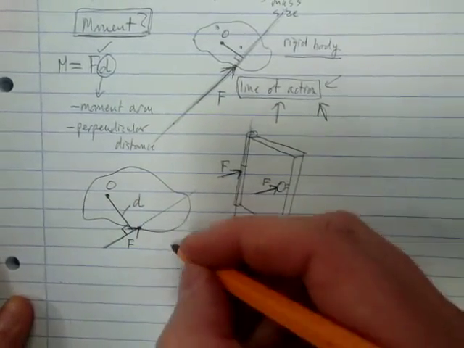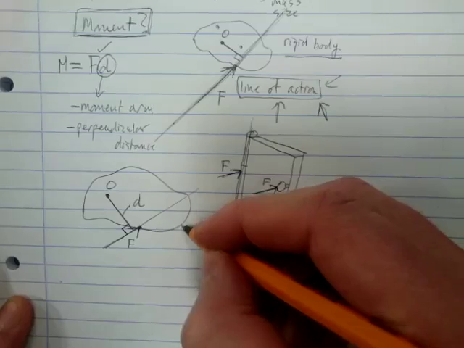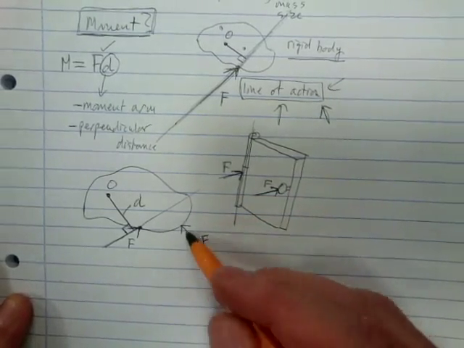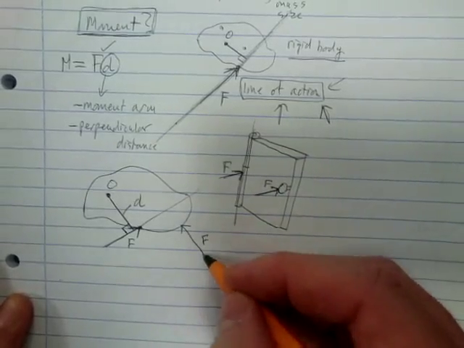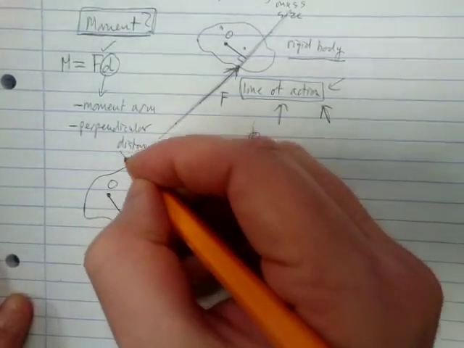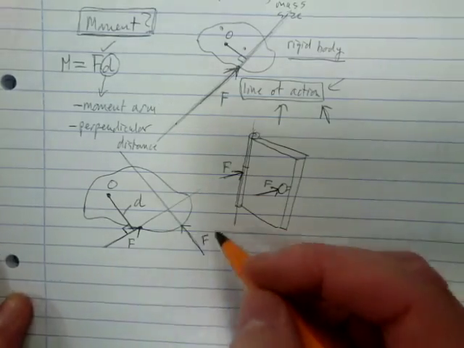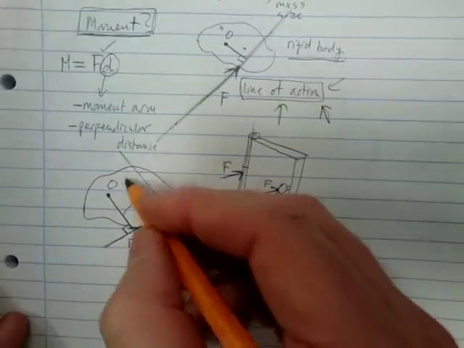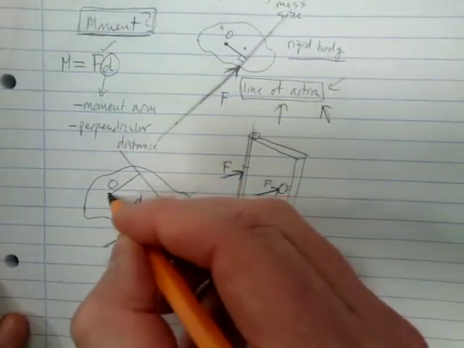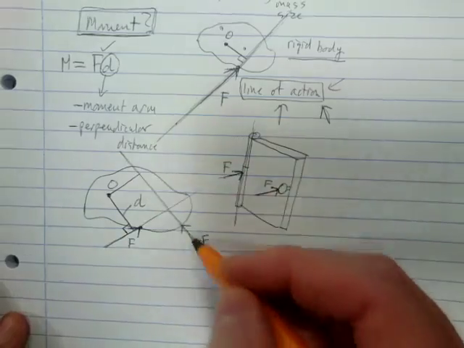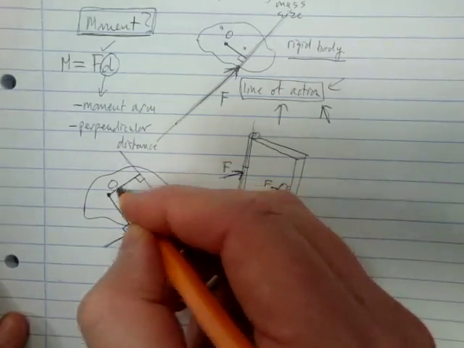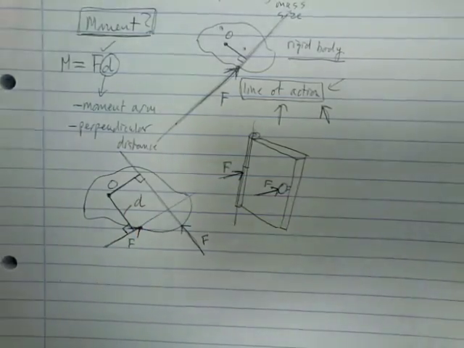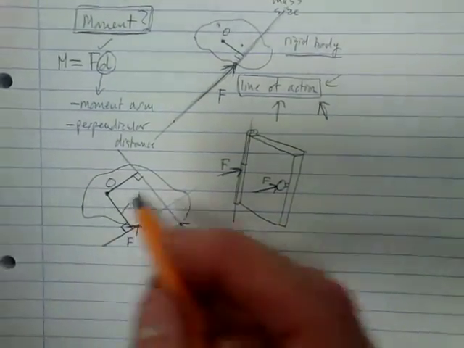What happens if I apply the same force at that point in that direction? Then I extend the line of action, sorry, and I draw my perpendicular distance like that, from the point to the line of action, so that I have a perpendicular distance there. Guys, please practice that.